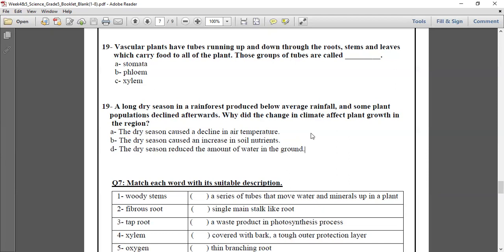B. Read it, please. The dry season caused an increase in soil nutrients. The dry season without water, will there be more nutrients in the soil or less? Less. So I think letter B is not correct. Yes. Okay, so what is your answer? D. The dry season reduced the amount of water in the ground, which is an important need for all plants. Excellent, Abdullah. The answer is the last one.